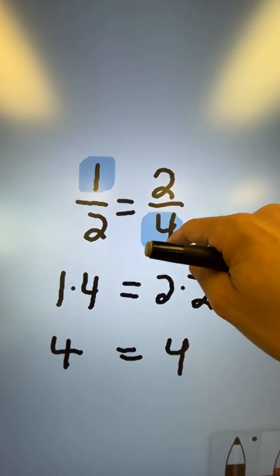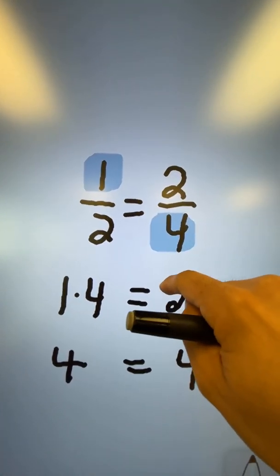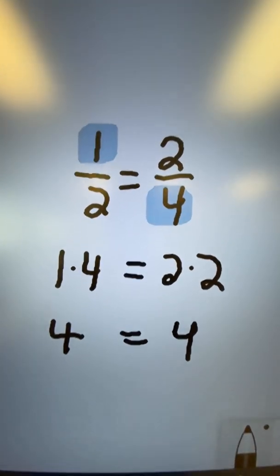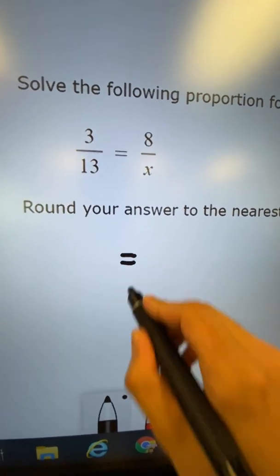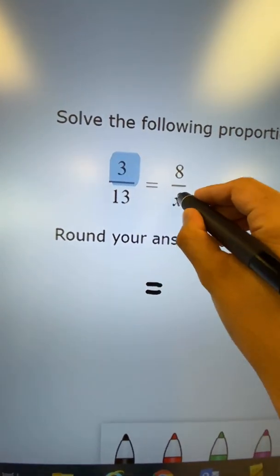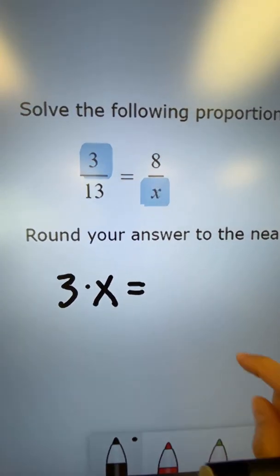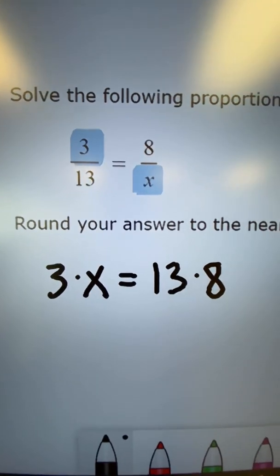If you were to use, they call it the cross product property. If I multiply these two values together, it'll always equal the product of these two. So when you multiply these two, they'll always equal the same amount, no matter what. We can use that idea to solve this type of problem. So for example, that lets me know that if I multiply this number times this number, or in this case 3 times x, that should also equal this number times this number, 13 times 8. They should have the same value.